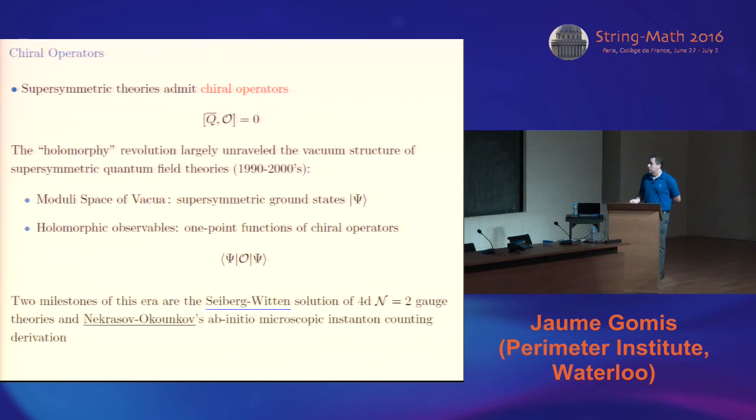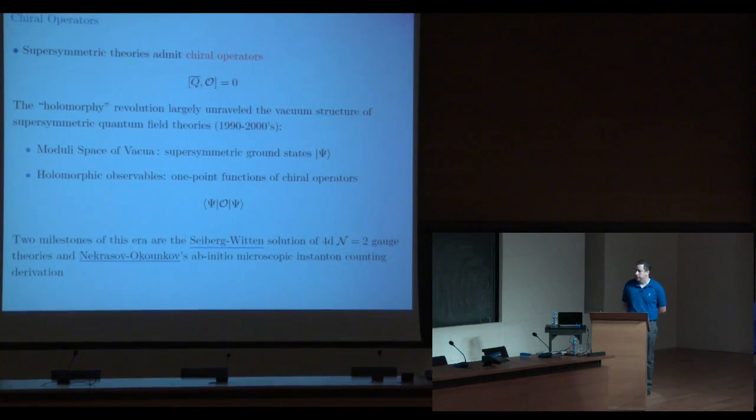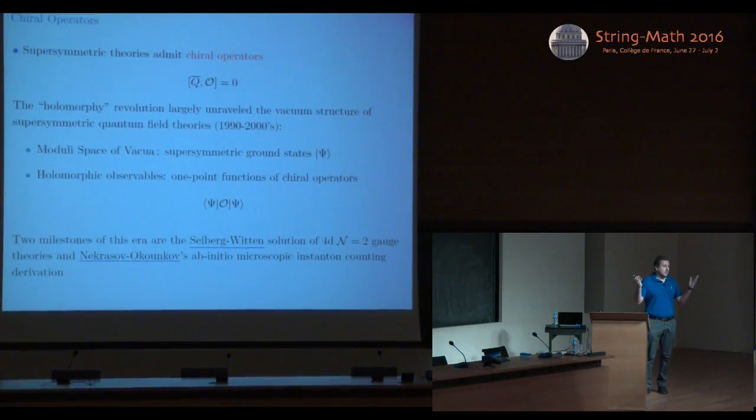Just to remind you, two of the milestones in this era were the exact proposal of the solution for the low energy effective action of Seiberg and Witten of four-dimensional N=2 gauge theories, and the ab initio derivation of this solution by Nekrasov and Okounkov, kind of two of the main results that you can quote from that era.